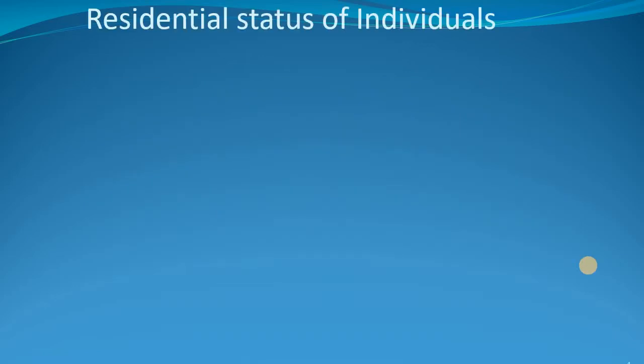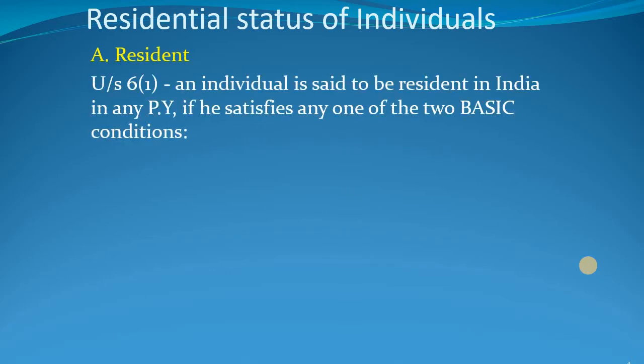Then, residential status of an individual. Let us discuss in detail how the residential status is determined for individuals. What are the various conditions to be fulfilled to become an ordinary resident? To become a resident under section 6 subsection 1 of the Income Tax Act, an individual has to fulfill any one of the two conditions during the previous year. Residential status we are calculating only for the previous year. So in that previous year, he has to fulfill any one of the two basic conditions.